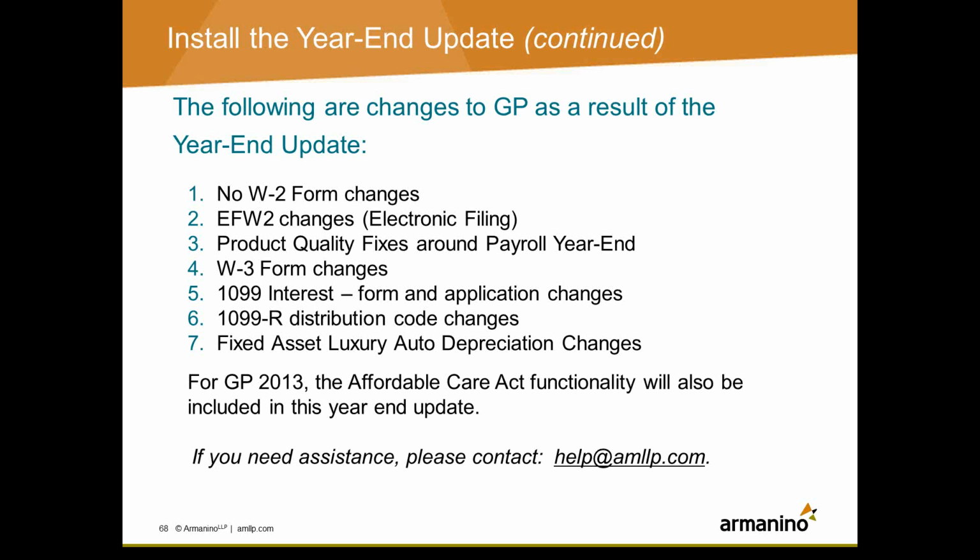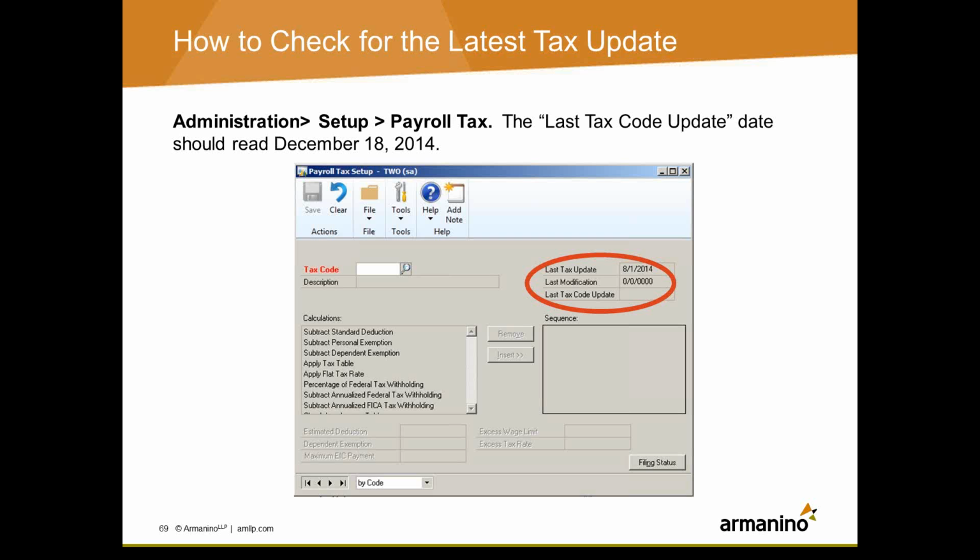The next step will be to check your last tax update. Now this is for your 2014 year, for the close of the 2014 calendar year end. To check that you have the most recent codes, you want to go to Administration, Setup, and Payroll Tax. The last tax code update should read somewhere around December 18th, and this is an automated procedure, so all you have to do is go to that window and it should update the codes.